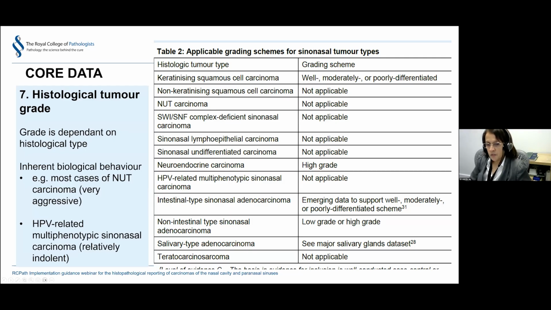Some of the other tumors, such as the multiphenotypic sinonasal carcinomas, which are usually caused by HPV type 33, but also a few by HPV 16 and 18. So these are usually indolent, but you can have high-grade areas in these as well. So again, we go back to the importance of tumor subtyping for the grade of the tumor as well.